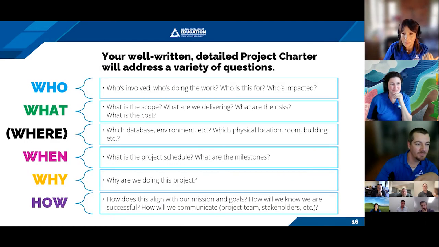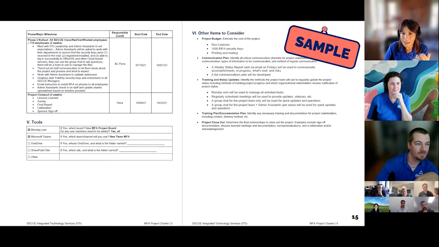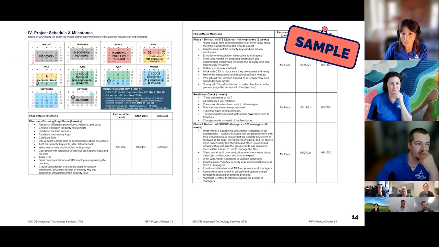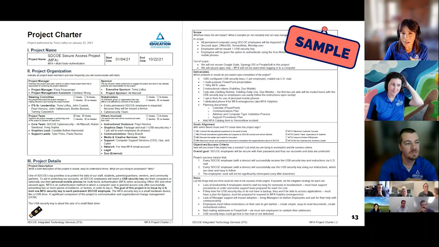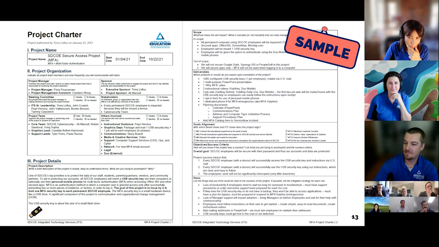Andrew, could you bump the slide back to show the example one more time? I just wanted to call something out. Sure. Thank you. At the top of the project charter sample, you might notice we had this start date of January 4th, 2021, and it ended October 22nd. We got this project charter authorized at the very top. Do you see where it says project charter authorized by Terry Loftus on January 22nd, 2021?